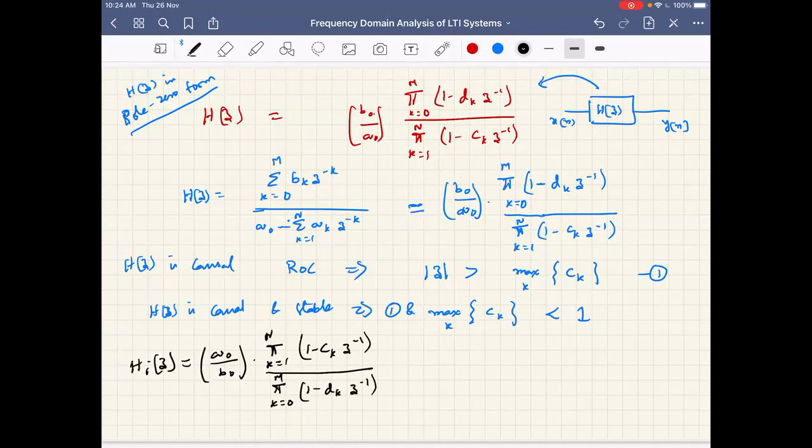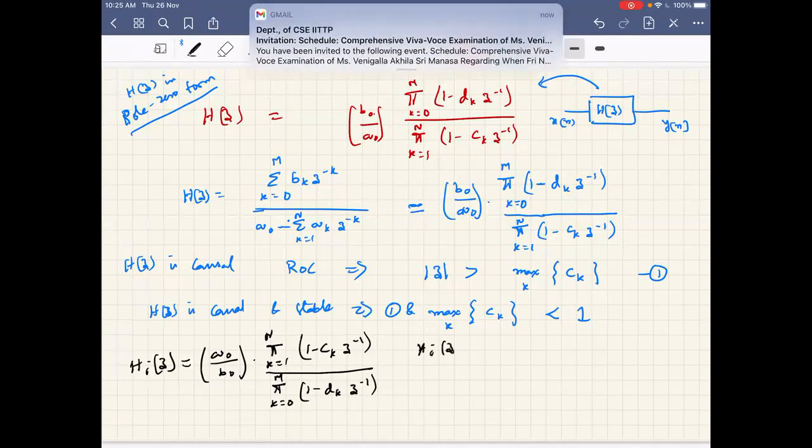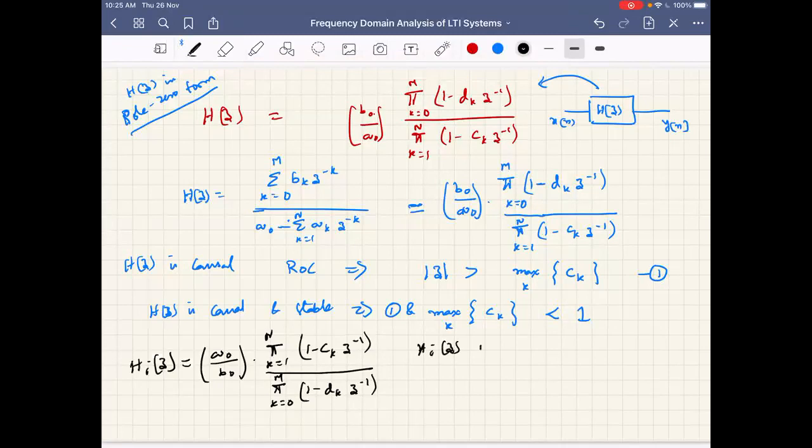See, now if H of z has to be causal and stable, is there a possibility that Hi of z is also causal? The answer is yes, because if there is an overlapping region of convergence, the ROC of H of z is good enough for Hi of z. So the ROC of Hi of z will have an overlapping region, so it is possible that Hi of z is also causal.